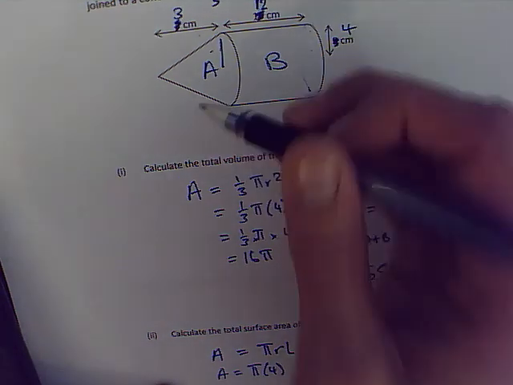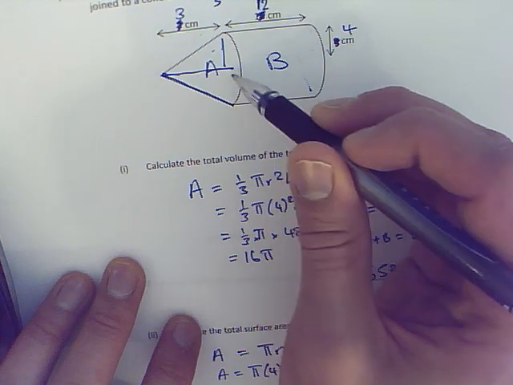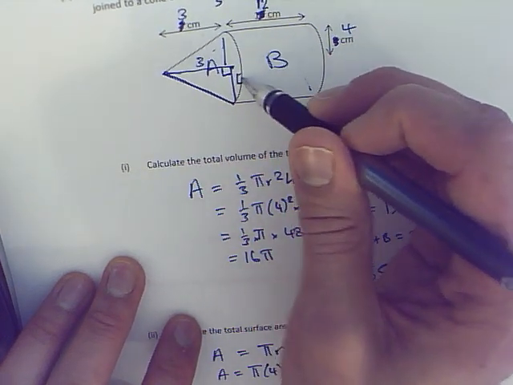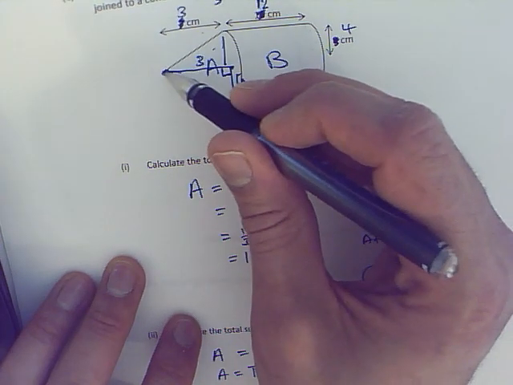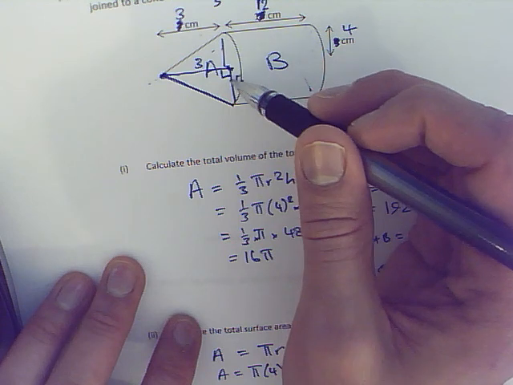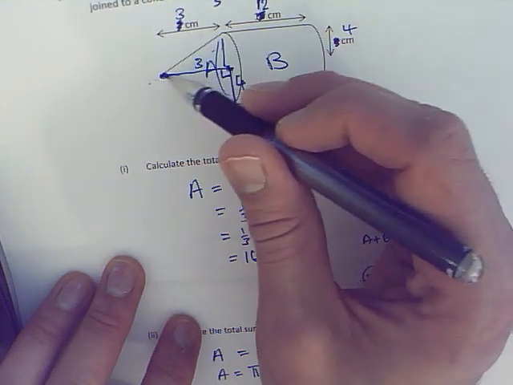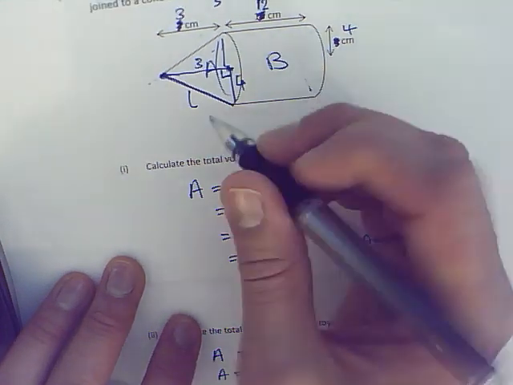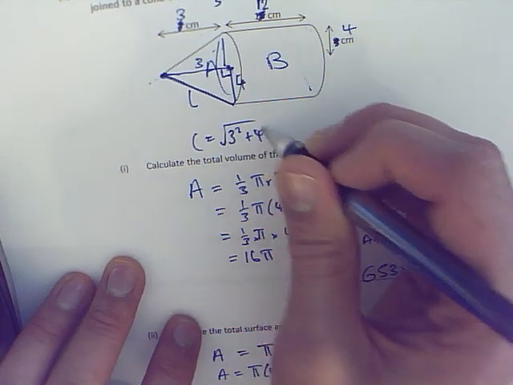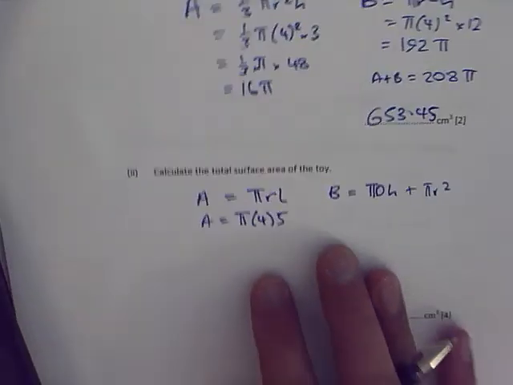Now L is the slant length. How long is this line? Well, you know that this height is 3, and the radius is 4. So we've got a right angle here. The height, from the middle of the base to the top, is 3. It's the height of the cone. The radius, the distance from the middle of the base to the edge, is 4. So we've got a right angle, 3, 4. What's this L length? Well, it's the square root of 3 squared plus 4 squared, which is 5. So pi times 4 times 5.